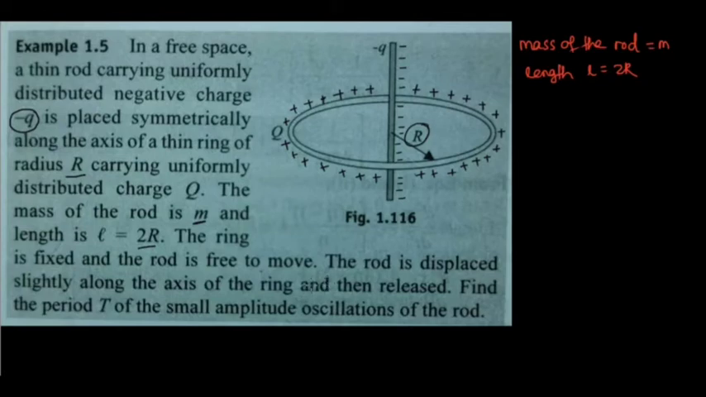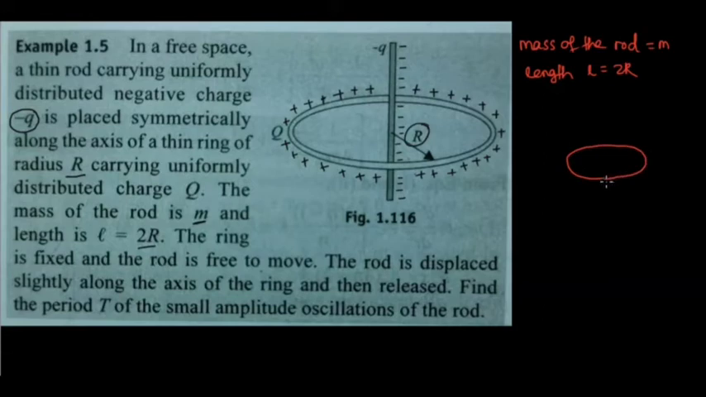So when you displace the rod along the axis either in the upward or in the downward direction, then what will happen? The rod will experience a net electrostatic force, and that net electrostatic force will act as the restoring force, and under the effect of the restoring force the rod will execute SHM. We have to find the time period of the SHM. So let me draw the diagram here.